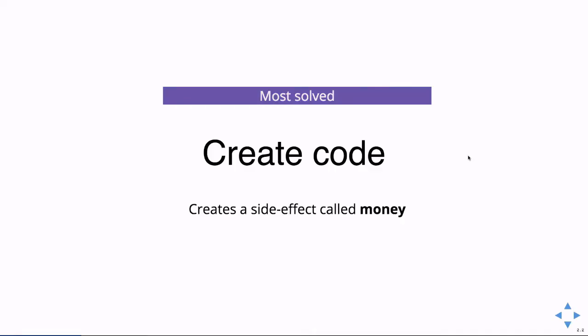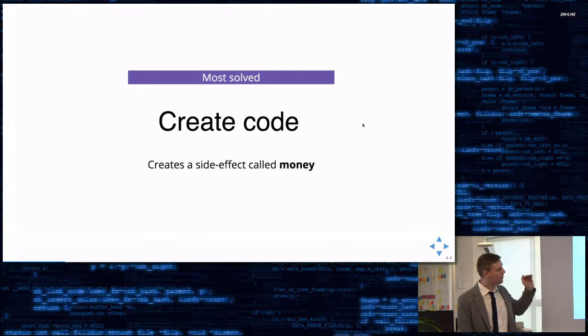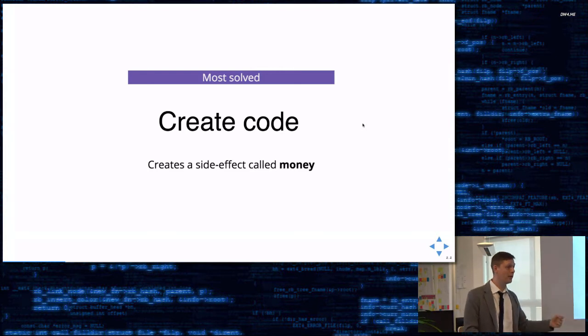Creating code is pretty much solved. It's oversolved, I would say. But the reason that we focus so much on creating new code is because we have a small side effect called money. We can continue programming because we create new code that produces business value that someone pays for. This is the letter that we need to care about.